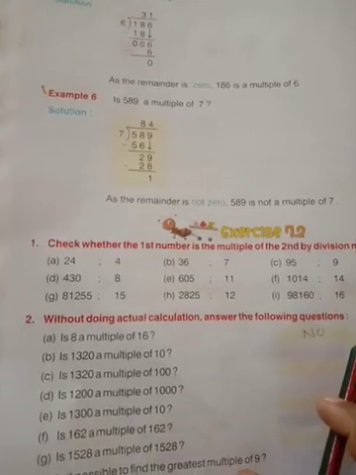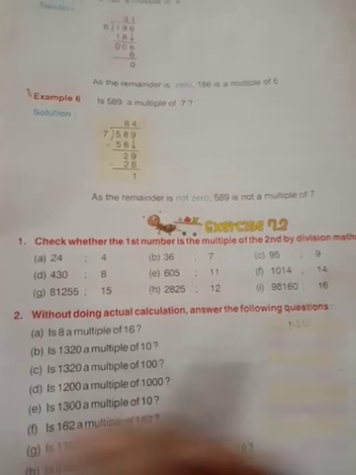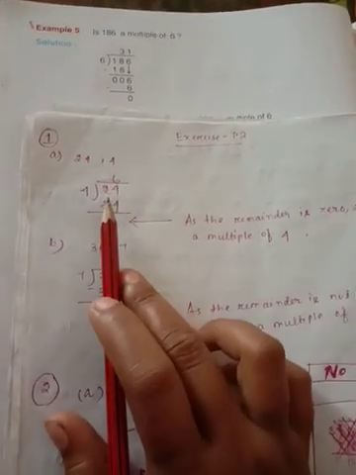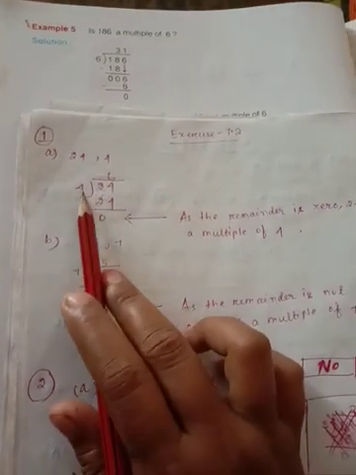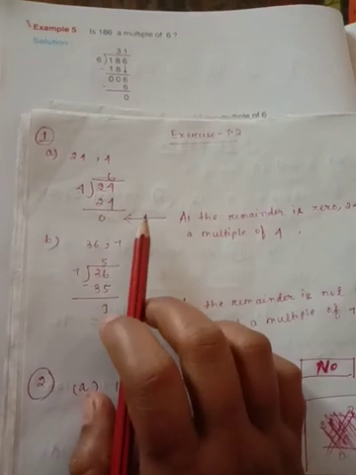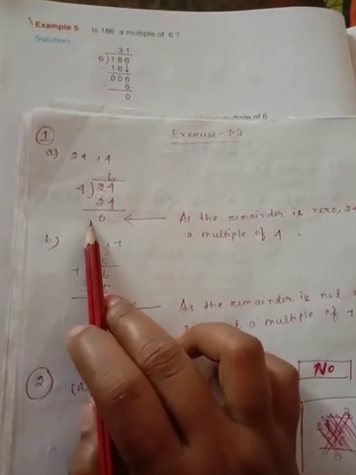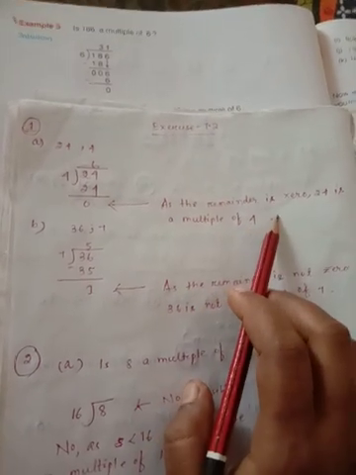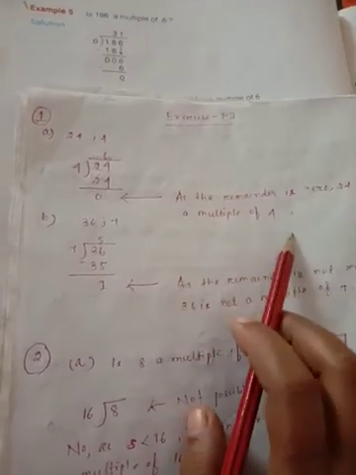The first one, it is given, check whether the first number is a multiple of the second number. Here you can see an example, 24 and 4. So we will divide it. 4 sixes are 24. The remainder is 0. As the remainder is 0, 24 is a multiple of 4.